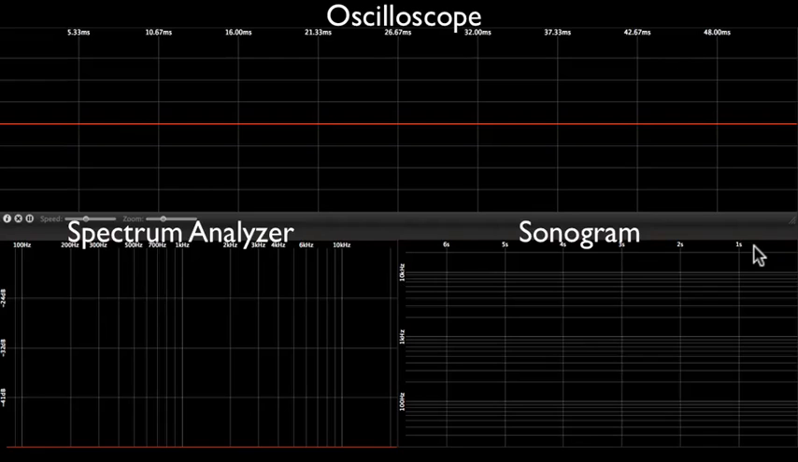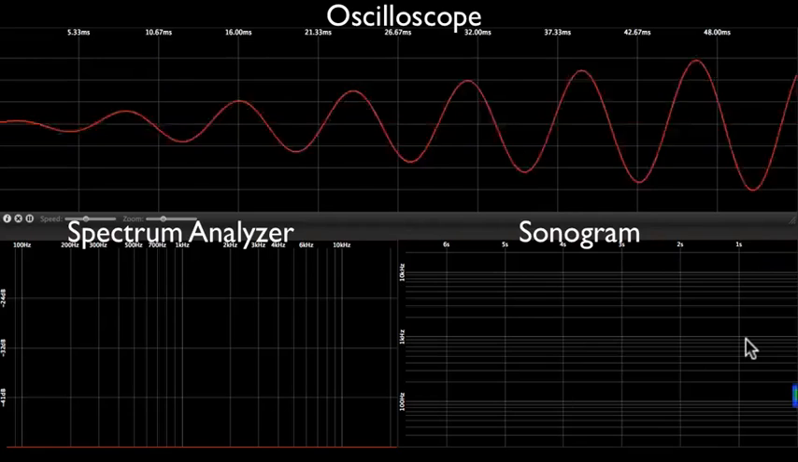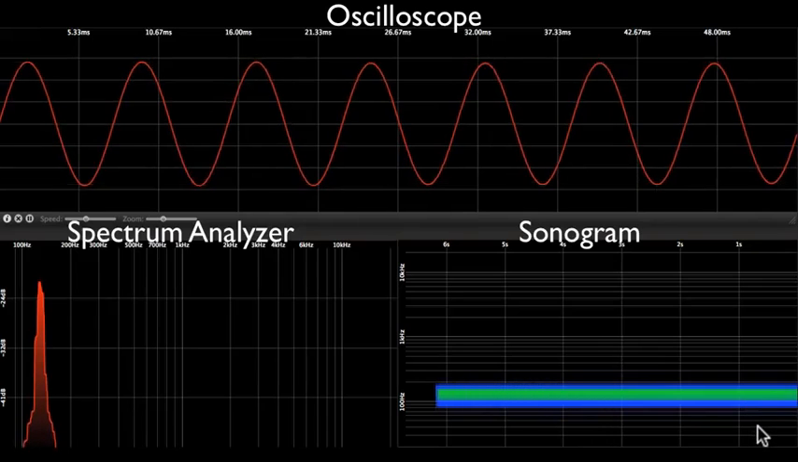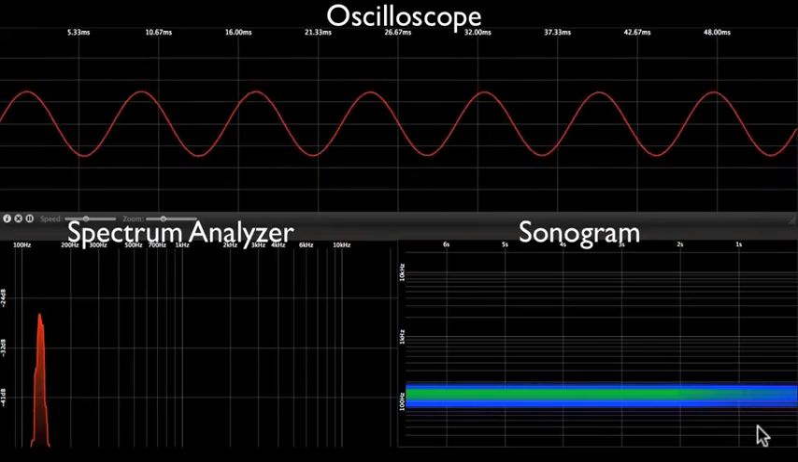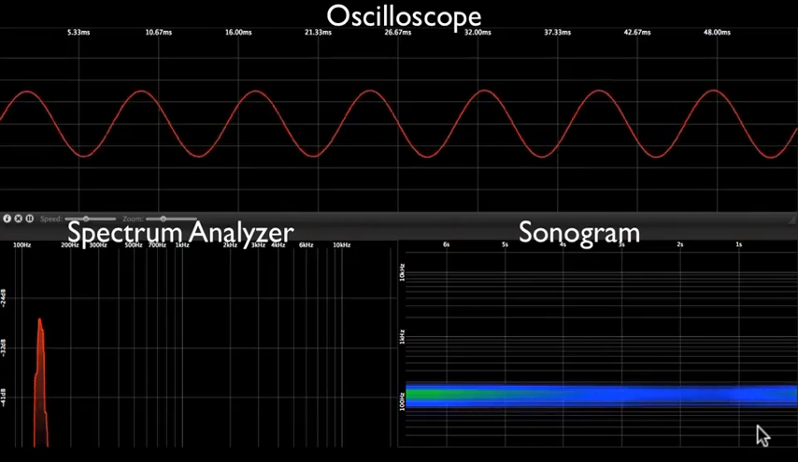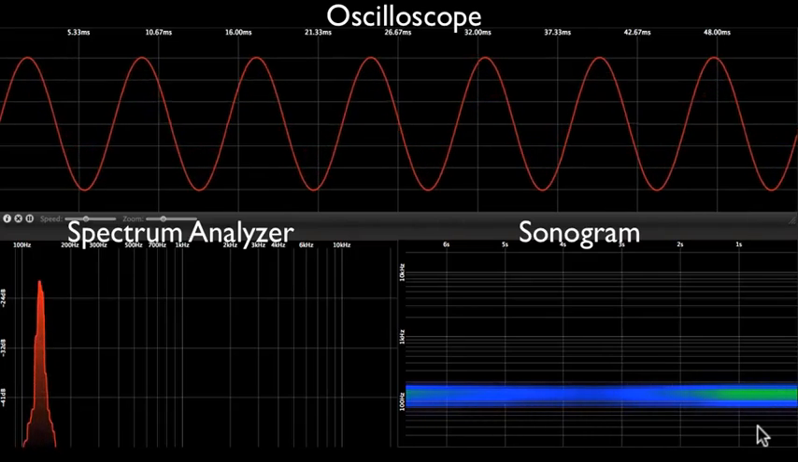Let's try similar experiments and use the sonogram display. I'll play a sine wave. We're going to see one horizontal bar, and if I change the amplitude, we're going to see the color of that bar change. It's going to fade out and be a little more blue, and if I increase the amplitude, it turns green. And we also see over time how that amplitude changed, and that's the beauty of the sonogram display, is it gives us a history of how the timbre and how the spectrum changed.